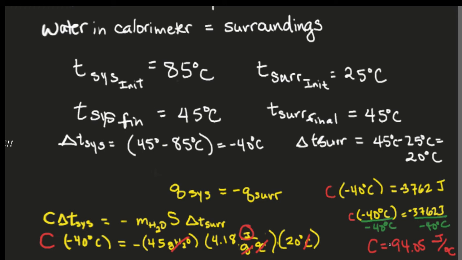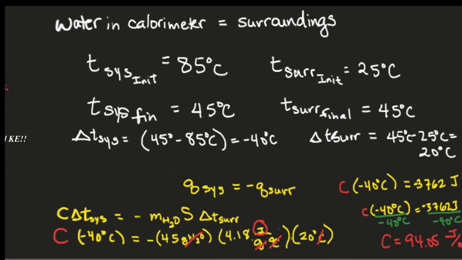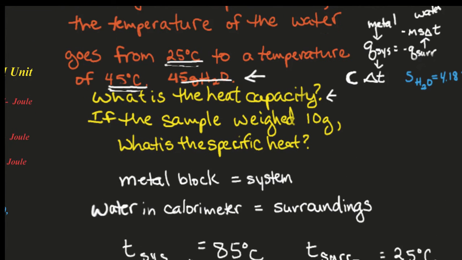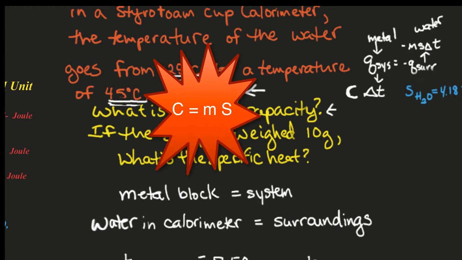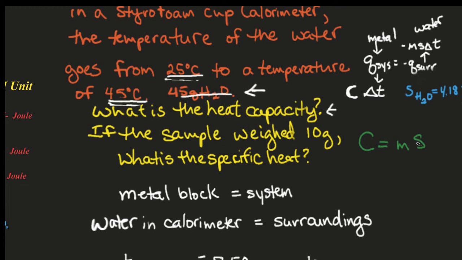So that's the heat capacity. Now there was a second part that asked you for the specific heat. So how do we get to specific heat from heat capacity? You guys should remember this equation. If you don't, learn it. The relationship between the two is that. Remember, specific heat is heat capacity per gram. So if you divide both sides by that gram right there, or the mass of your sample, you can get your specific heat. So 94.05 divided by 10 grams ends up with 9.4.